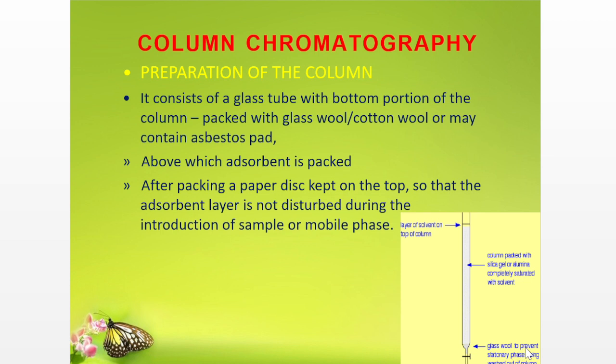Here the glass wool prevents the stationary phase from being washed out of the column. The column is packed with silica gel or alumina, completely saturated with solvent, with a layer of solvent on the top of the column.